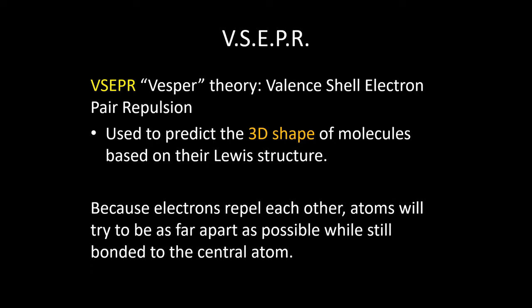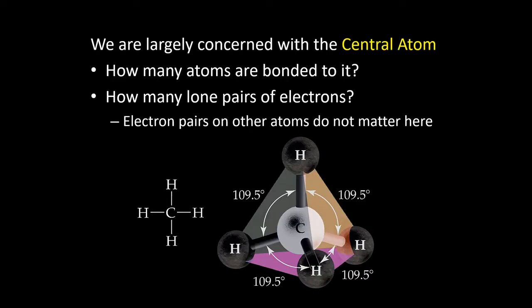Because again, they repel each other. Groups of electrons don't like to be bunched up next to each other. It's kind of like people right now. They don't want to be up close to one another. They're going to get as far away from each other as they can.